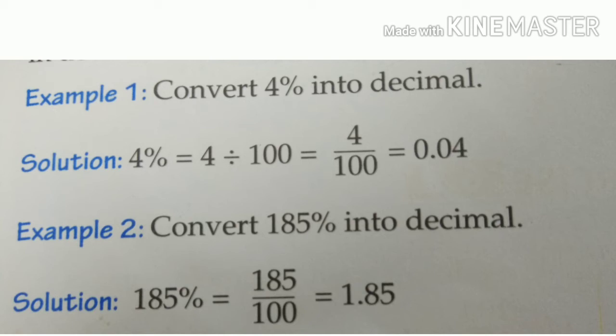Convert 185% into decimal. Again what we will do? We will divide it by 100. And after dividing, we will see that there are 2 zeros in 100. So we will put decimal point after 2 digits from the right side. So the answer will be 1.85. So note down these both examples in your notebook.